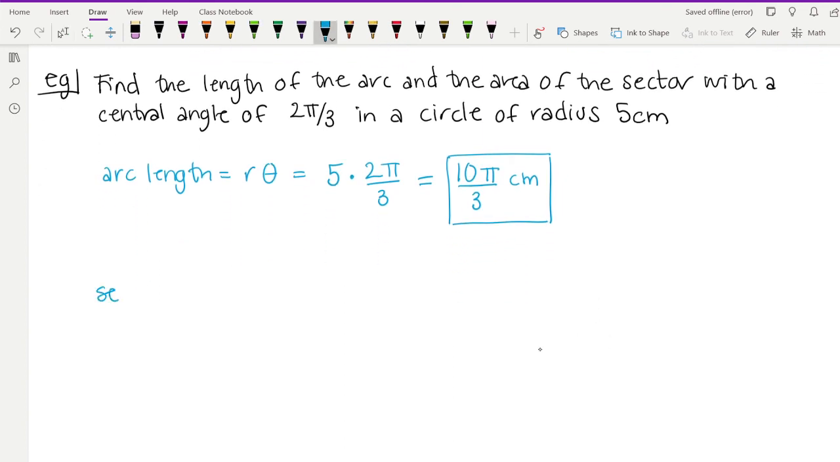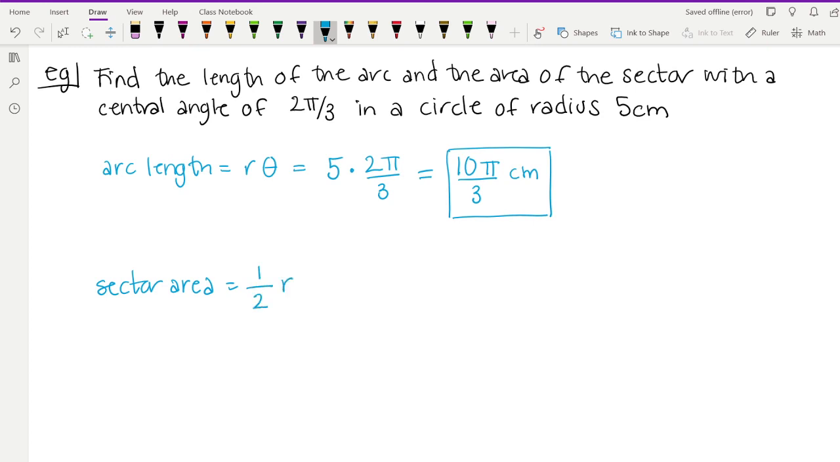And then similarly, for sector area, we just apply that second formula. Oops, I just wrote it out, sometimes I do that. I say a word out loud and I want to write it down. Sector area. So the sector area is 1/2 times the radius squared times theta. In this case, that's going to be 1/2 times the radius squared, that's 5 squared, and then theta, our central angle, is 2 pi over 3. Let's clean this up a little bit. That's going to be 1/2 times 25 times 2 pi over 3.